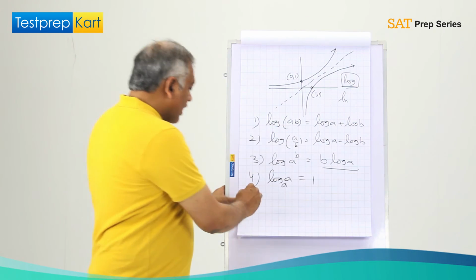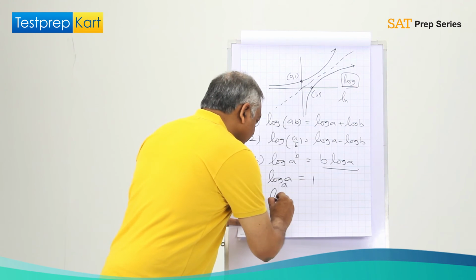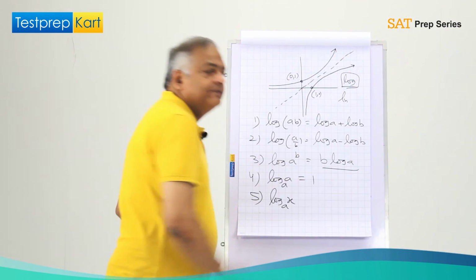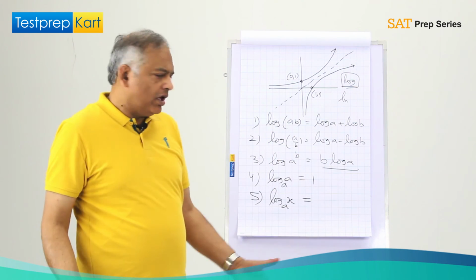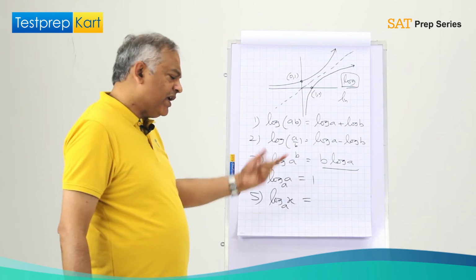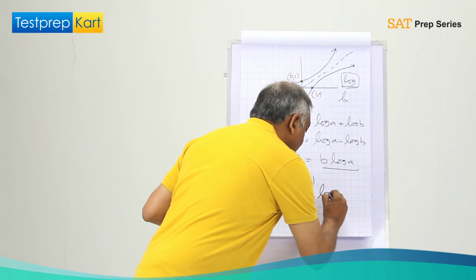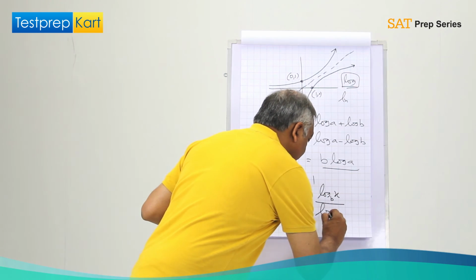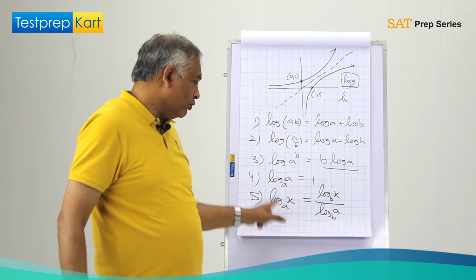So in general, how to change the base of a log into another base? If you have log base a of x, and I want to change the base to some other number, let's say b, what will be my answer? It will be log base b of x divided by log base b of a, where a is my old base.